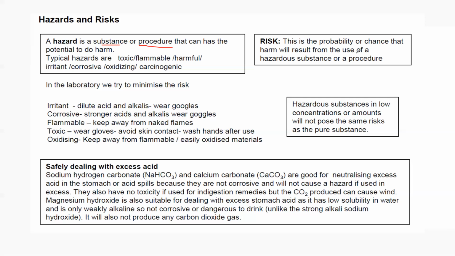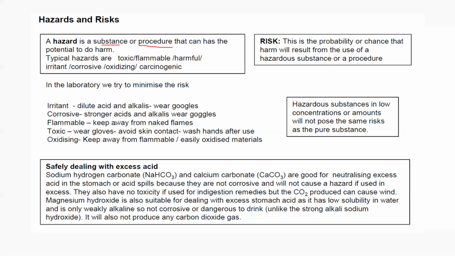And to minimize the risk, what is normally done in the lab? If something is an irritant, it is a hazard, so we use dilute acids and alkalis, or we wear goggles. Normally the irritants are dilute acids and alkalis, and to minimize that risk we use goggles. Corrosive substances are normally strong acids and alkalis, and we wear goggles as well.